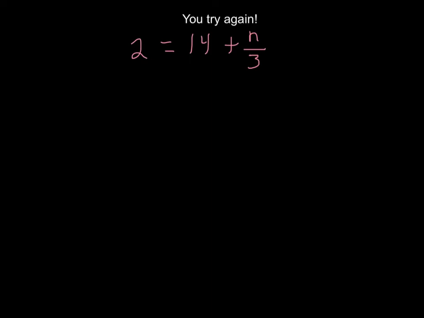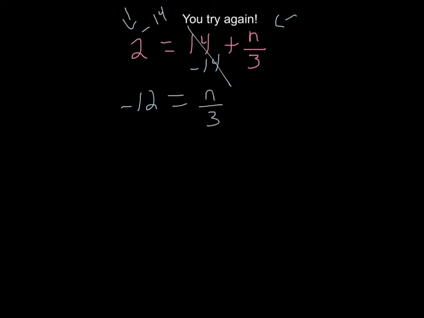Okay, so like I said before, just like usual, the fact that this is there on the left side and this is on the right affects nothing. We're still going to start the exact same as we always have by looking at that addition first. Here we've got a positive 14, so the opposite of that is minusing 14. Whatever we do to one side, we do to the other. So 2 minus 14 is going to give us negative 12, equals, the 14 crosses out, n over 3.